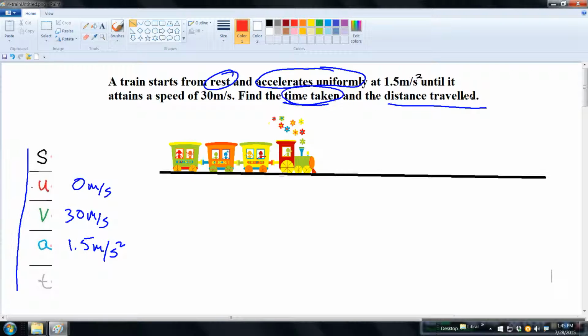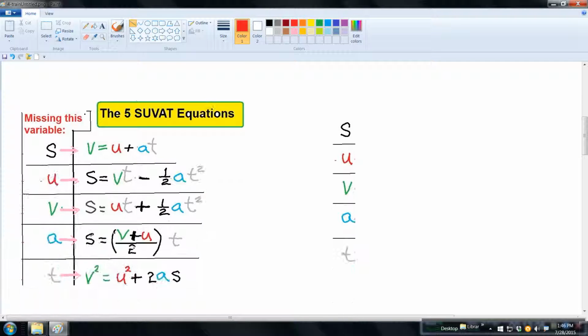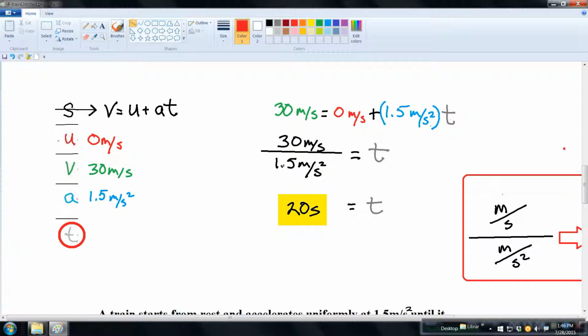And what are we looking for? The time taken. So step 3, we circle that. Step 4, we draw a line through the remaining variable and employ this equation, which is going to be final velocity is equal to initial velocity plus acceleration times time. So we go down here and just put the information in that we have: final velocity, initial velocity, acceleration, and we're solving for t. And we just algebraically move things around, and as you can see, this is what we get.